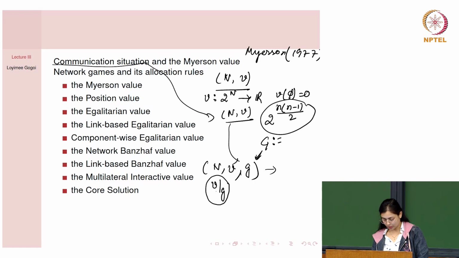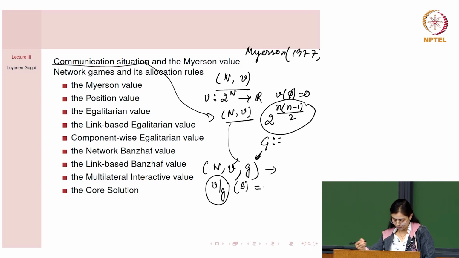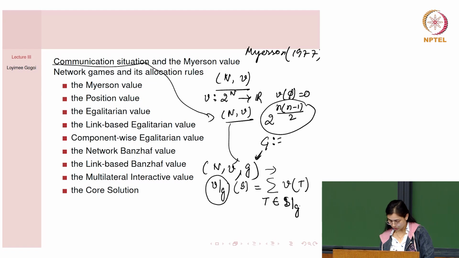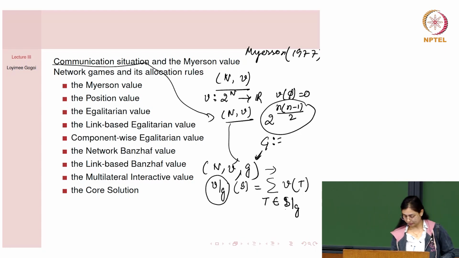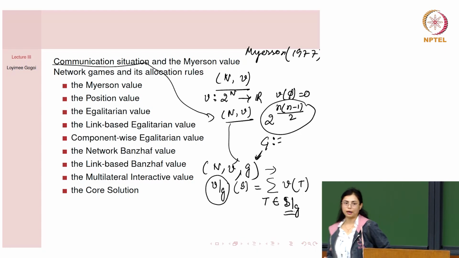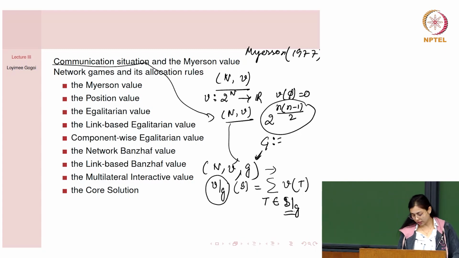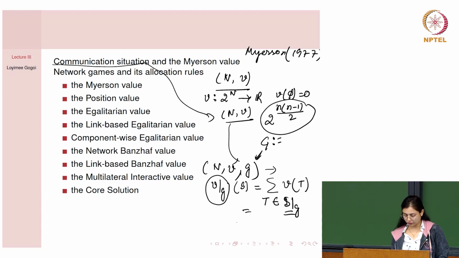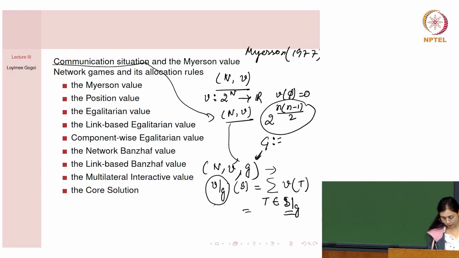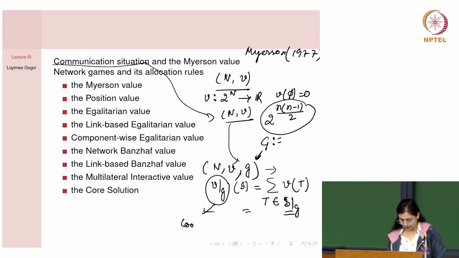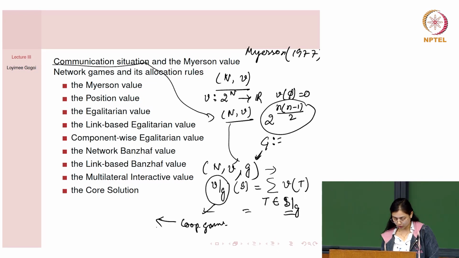How do we define the associated cooperative game? V restricted to Z is the associated cooperative game, and it will be the sum over all the partitions of S, where S restricted to Z is one kind of partition of the coalition S over Z. So this is how we define a communication situation and the associated cooperative game. And this associated cooperative game is again a cooperative game, so here we can define all the allocation rules for cooperative games.